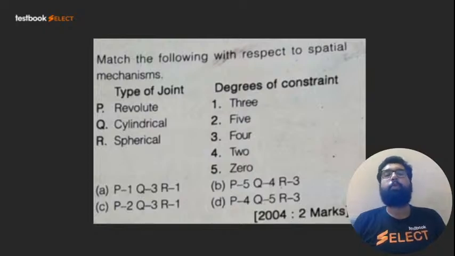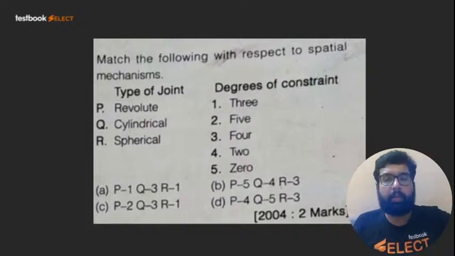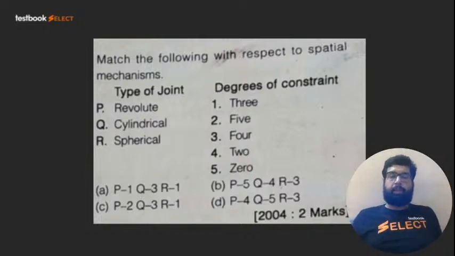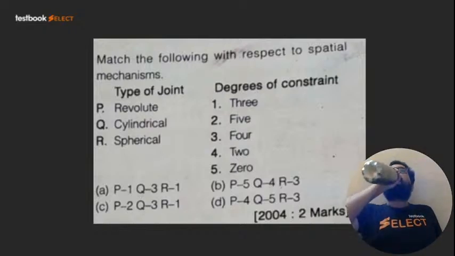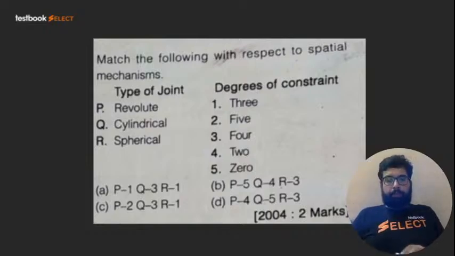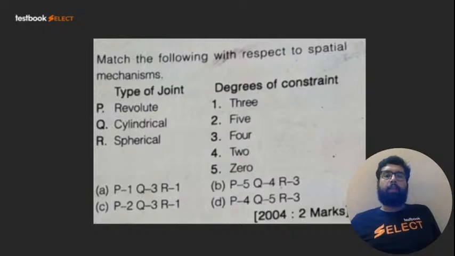So what do you mean by type of joint here? Type of joint means we are connecting our body with respect to the other body by a revolute joint, a cylindrical joint, or a spherical joint. So let's see how many of us can do it. Here they are asking you degree of constraint, not degree of freedom. Please give me the answer to this one. Let's see if we can solve this one.